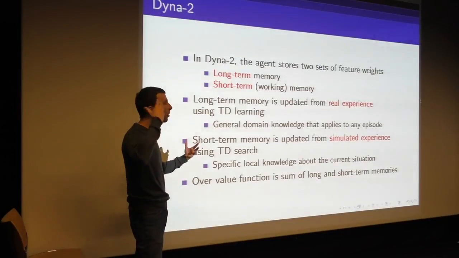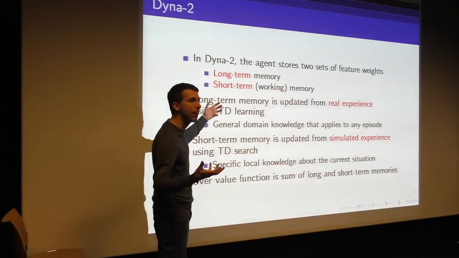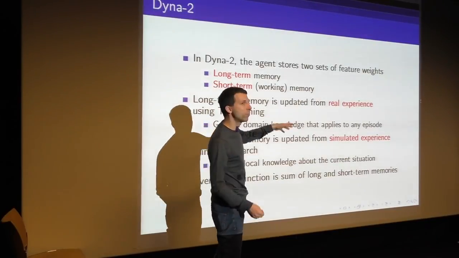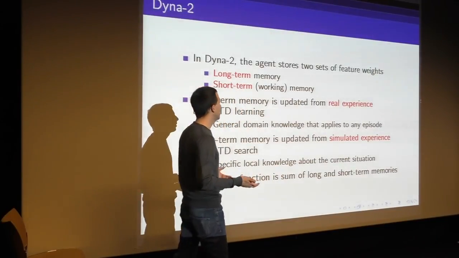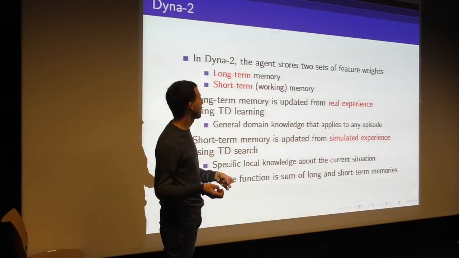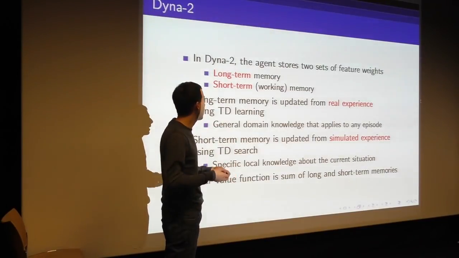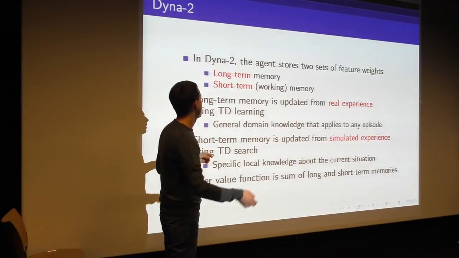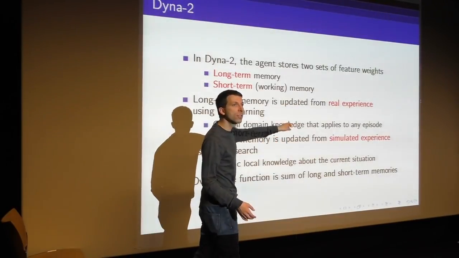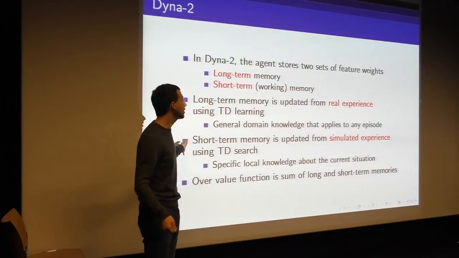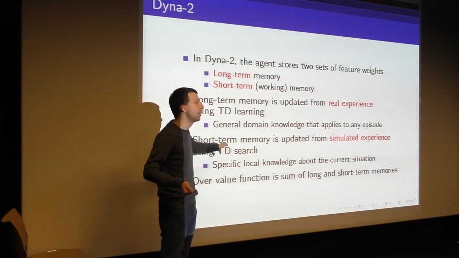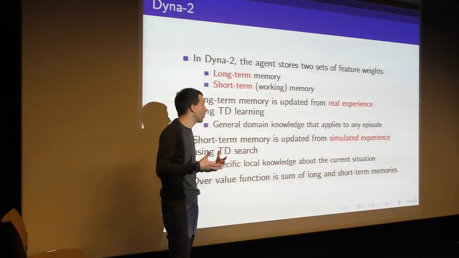You can think of these as a long-term memory and a short-term memory, or a working memory. It basically updates its long-term memory from real experience. So it's got one value function, one saying how good things are when you really experience them, which is kind of the general domain knowledge. And you also have some short-term memory. This is like your search tree now. Your search tree is the thing that tells you how good it is in my search tree.